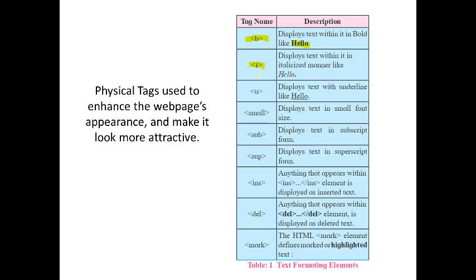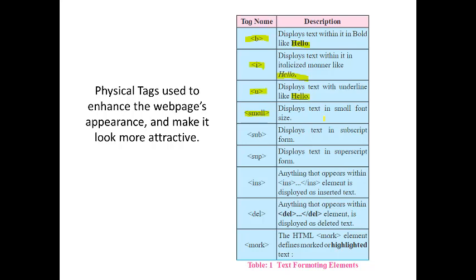Then we have the italics tag and the underline tag. Any text that is written within the U tag will be underlined. The small tag will make the text within it appear one font size smaller.